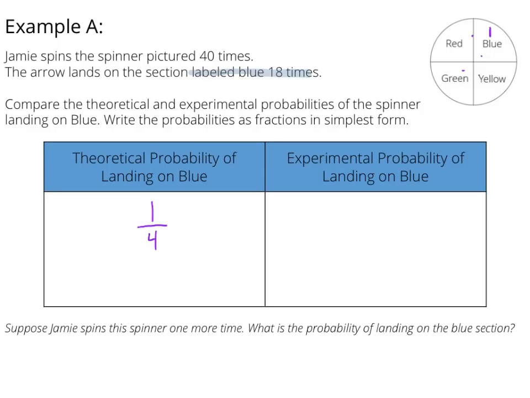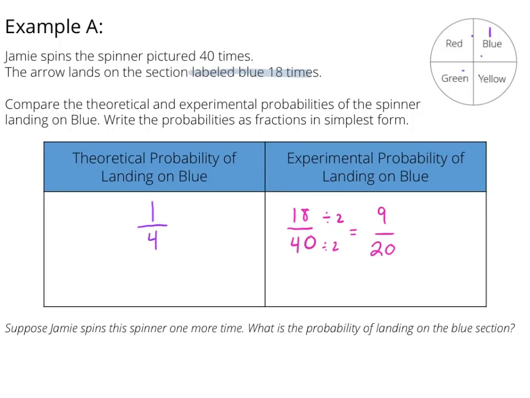Now we need to take a look at our experimental probability. And our experimental probability is what actually happened. So, since we actually got 18 times that we spun the spinner out of 40, that is our experimental probability. But now we need to make sure that it's in simplest form. Because both the numbers are even, I can divide them both by 2. So 18 divided by 2 is going to give me 9. 40 divided by 2 is going to give me 20. And my simplest form is 9/20.